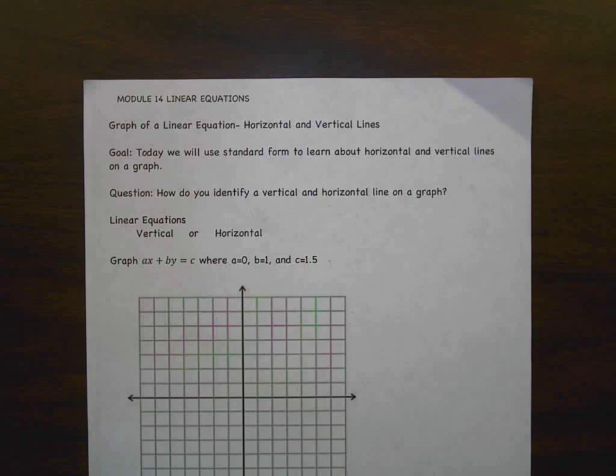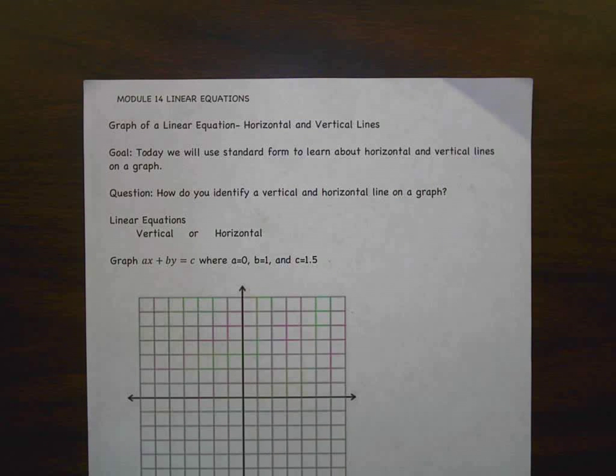Okay, so we're going to talk about what they look like, we're going to talk about how to make them, and we're going to talk about how you can identify them just by deciding a specific thing. So, linear equations. Sometimes a linear equation can be completely vertical or horizontal. And so we have to be able to recognize what makes a line vertical or horizontal.